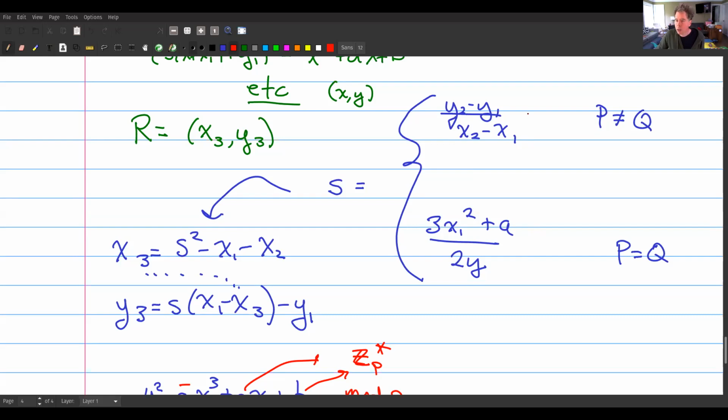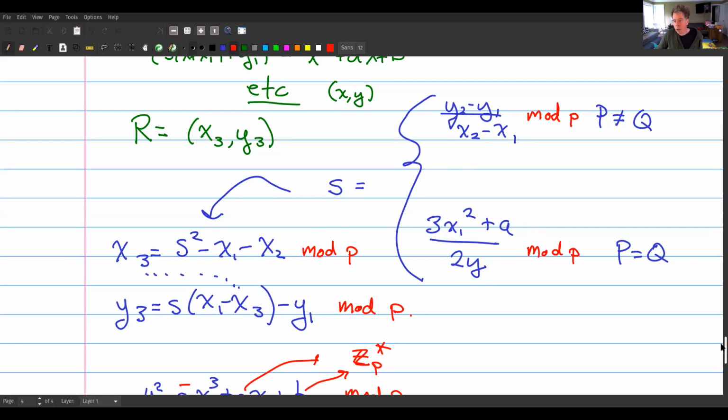But anyway, so all we have to do to make this into a group rule in ZP star is go through here and add mod p everywhere. And you have to be aware that this is not real division. This is multiplication times the inverse of 2y. This is multiplication times the inverse of that difference. And I add mod p here, and I add mod p here, and I'm done.